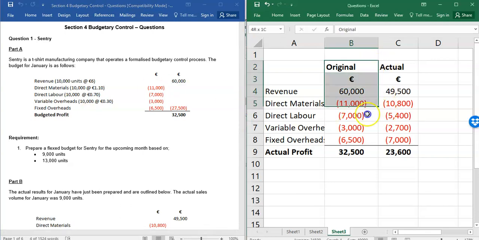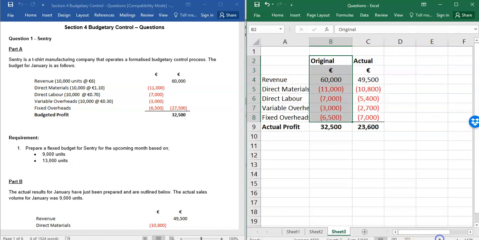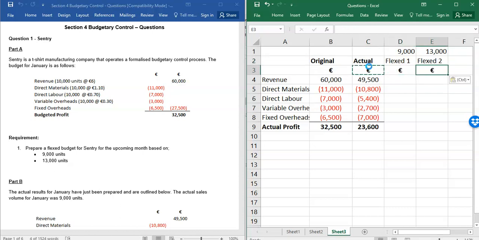So what I'm going to do then is we have our original, and we're just going to make this a small bit smaller. What we're just going to do then is we're going to put 9,000 units here. We'll call that flexed 1, and we'll call this then flexed 2, which is based on 13,000. So this is a quite straightforward concept, and it's an application of CVP, but it's important because this starts us on our role in terms of comparing budget to actual. So what we're trying to say is, well, what would the budget have looked like if we had budgeted for just 9,000 units? Or what would the budget look like if we had budgeted for 13,000?